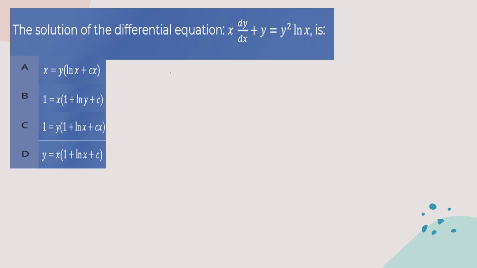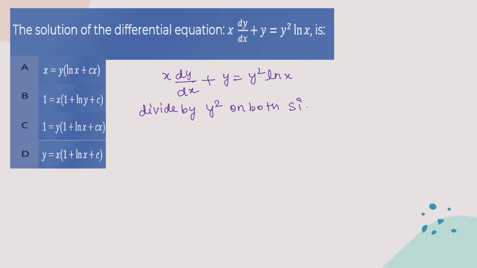So in this case, what we will do, first of all, let me write this equation. First of all, we have to make this q function free of y. So what should we do? Divide by y square on both sides. So first task will be divide by y square on both sides. So when you do that, you will be getting in the left side x by y square into dy by dx, plus y upon y square, you will be getting 1 by y only, and in the right side you will be getting simply ln x.